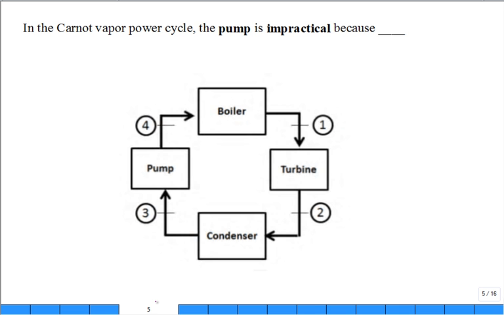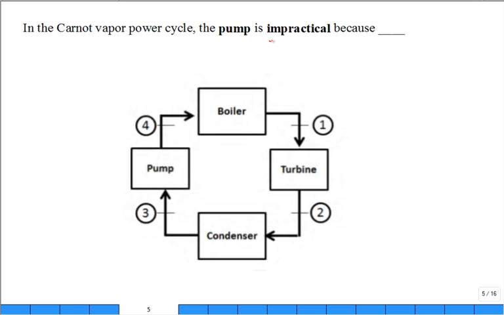Why is the Carnot vapor power cycle not practical? Why is that pump the Achilles heel? They say, this is great, let's go build one. Engineers, here's the job, go build it. You say, I could do a pretty good job of that turbine and the boiler and the condenser, but that pump, I can't do it.